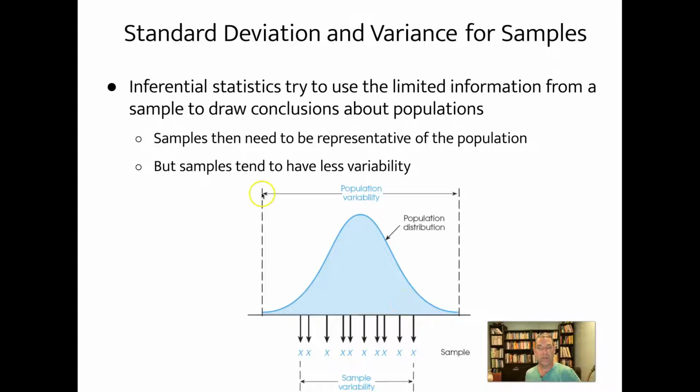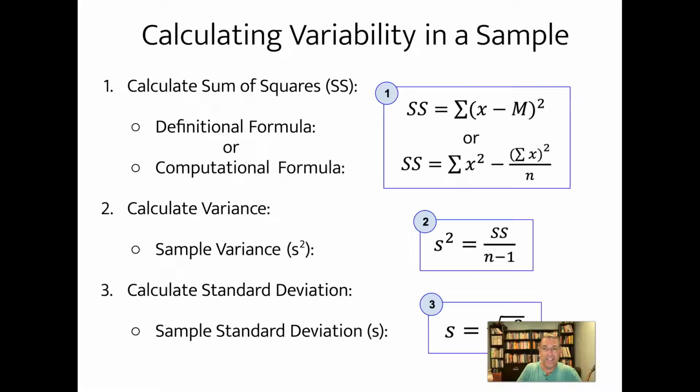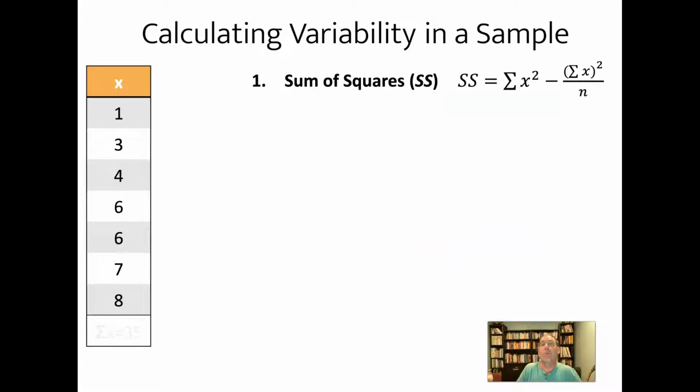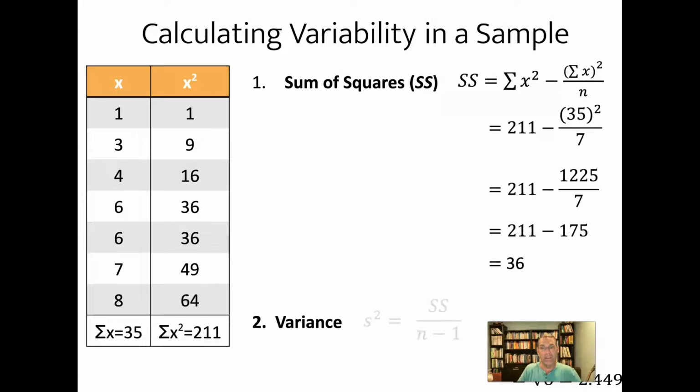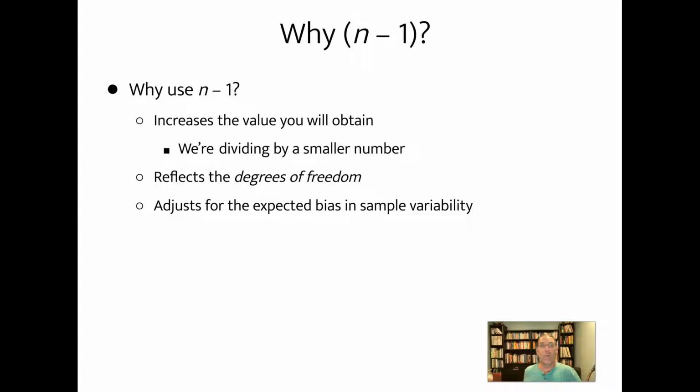So if we just measured it in terms of range, look at how wide the range is for the population and how small it is for the sample. So that's the general idea. This doesn't mean that the sample is going to have less variability, but it tends to the vast majority of the times. So if we know that samples tend to underestimate, that's why we use n-1 in the denominator, because what that will do is it will increase the value of that sample variance.